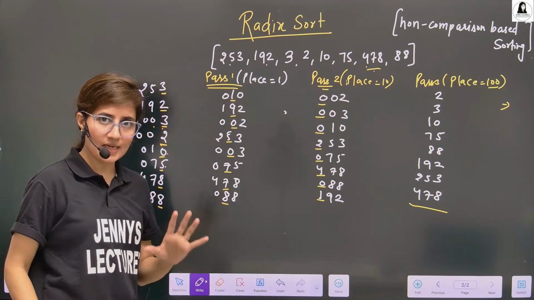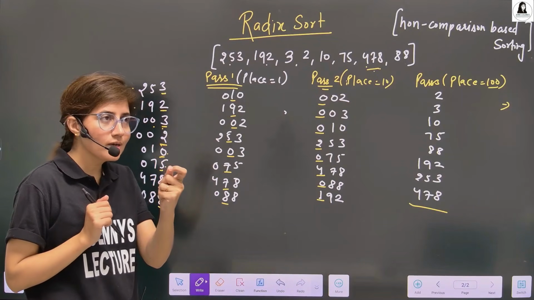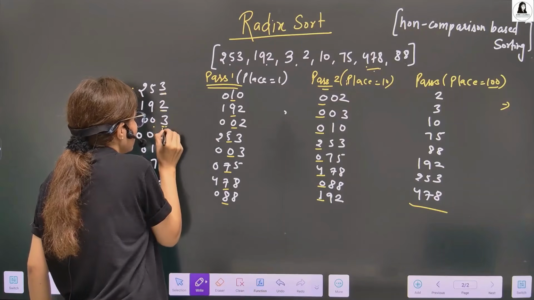This is the main idea. But what is the main logic? How are we going to sort based on these individual digits?